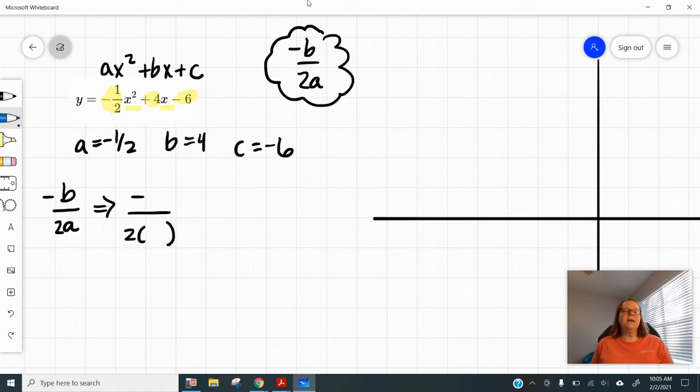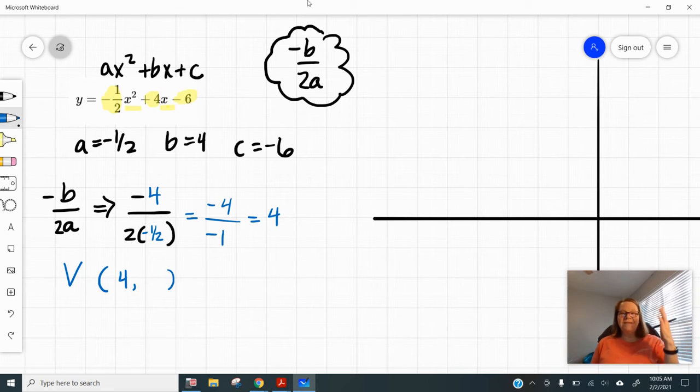All right, so negative b. B was 4, so I put a 4 there. 2 times a, that's negative 1/2. So negative 4 over negative 1, because 2 times negative 1/2 is negative 1. Okay, so I get 4. So I've got the first part of my vertex.